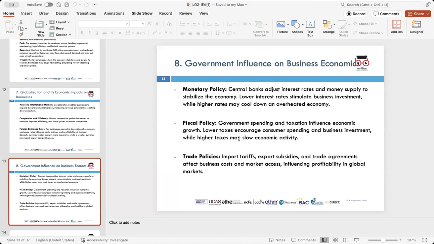Fiscal policy involves government spending and taxation. Lower taxes encourage business expansion, while higher taxes may slow down economic activity. Trade policies such as tariffs and trade agreements impact import and export costs, influencing businesses' profitability in global markets. Businesses must stay informed on government regulations to navigate economic challenges effectively.